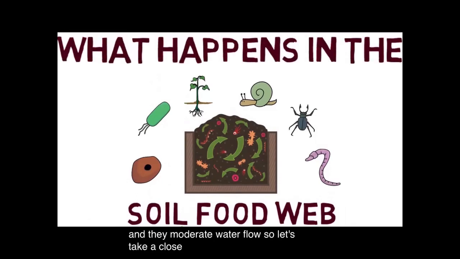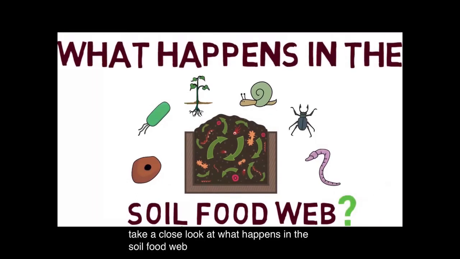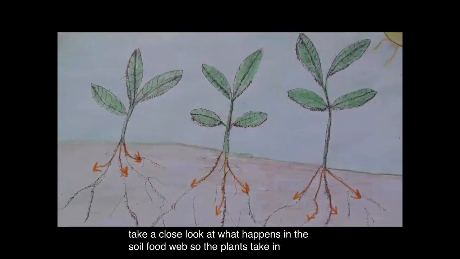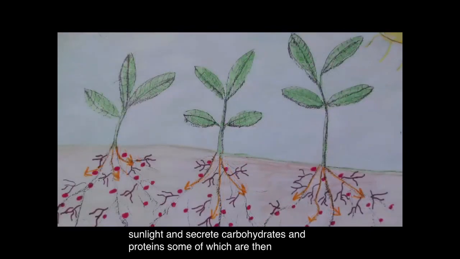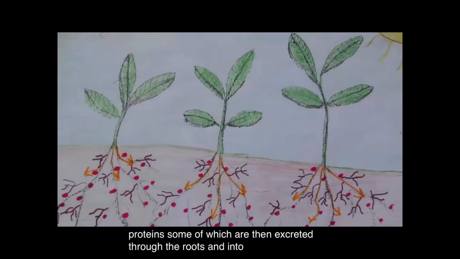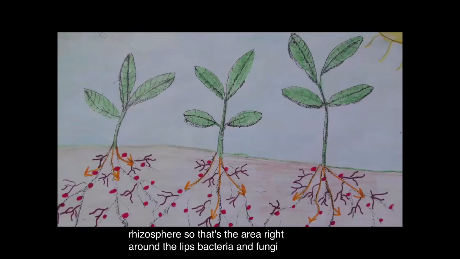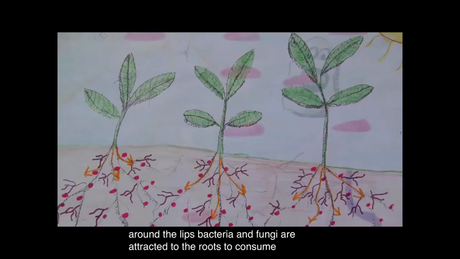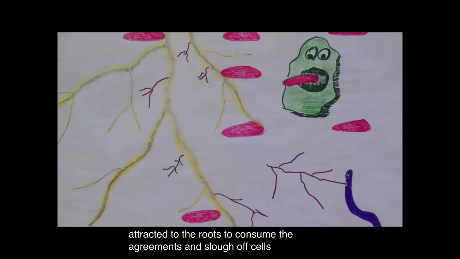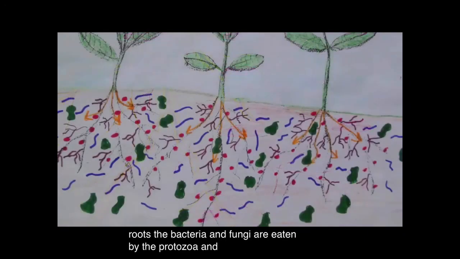So let's take a close look at what happens in the soil food web. So the plants take in sunlight and secrete carbohydrates and proteins, some of which are then excreted through the roots and into the rhizosphere. So that's the area right around the roots. Bacteria and fungi are attracted to the roots to consume the excrements and sloughed off cells from the roots. The bacteria and fungi are eaten by the protozoa and the nematodes, and the nutrients that the protozoa and nematodes don't need are released as nutrients for the plants in the rhizosphere.